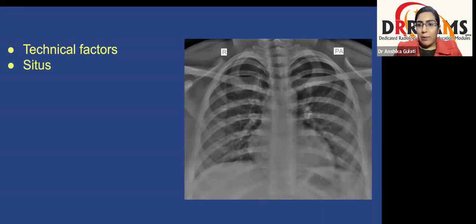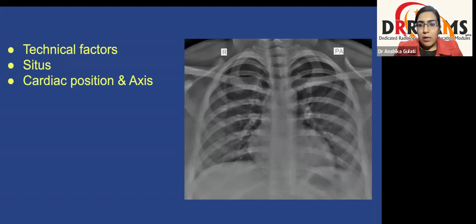We have to evaluate the situs. So we look for three things. One is the gastric fundic bubble, the aortic knuckle, and also the bronchi. As we know, the right bronchus is always the first one to branch, and aortic knuckle is normally on the left side, gastric fundic bubble is normally on the left side. So this makes it situs solitus.